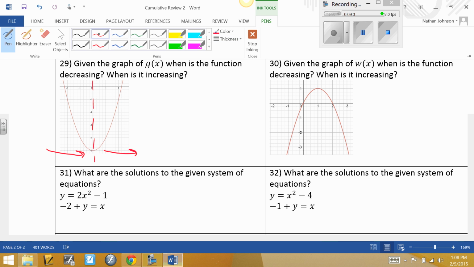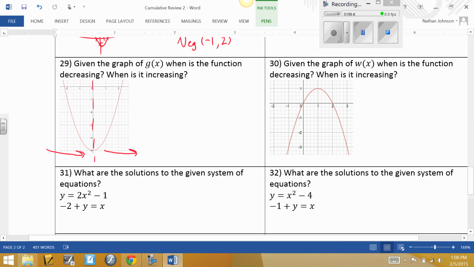Alright, for problem 29, a graph is decreasing when it's going down and to the right. That's happening from negative infinity to where x equals 0. The graph is increasing when it's going up and to the right. That's occurring from when x equals 0 on to any positive value of x that we could possibly choose. It'll keep getting more and more positive as time goes on, or increasing. Go ahead and try that with problem 30.